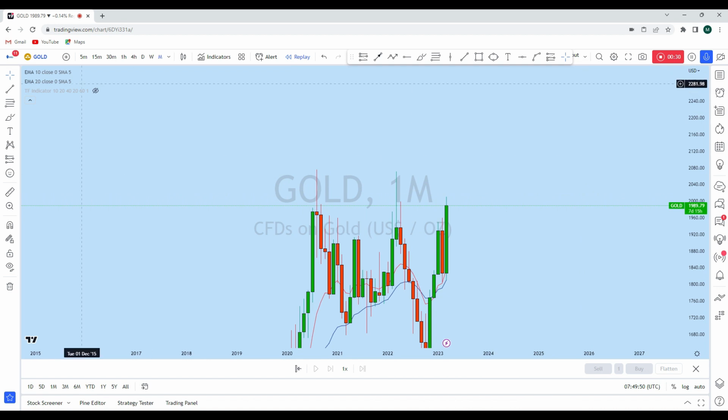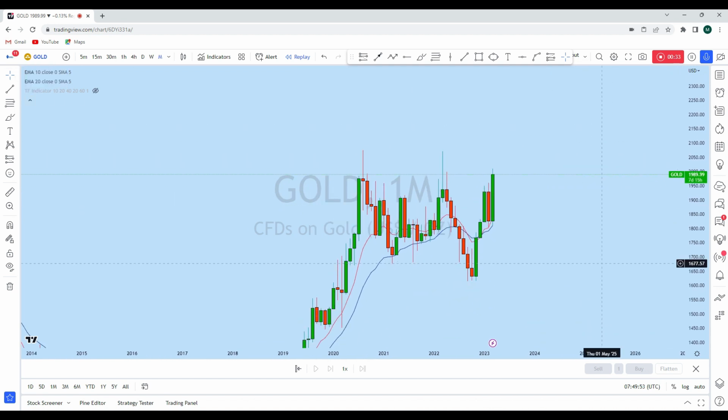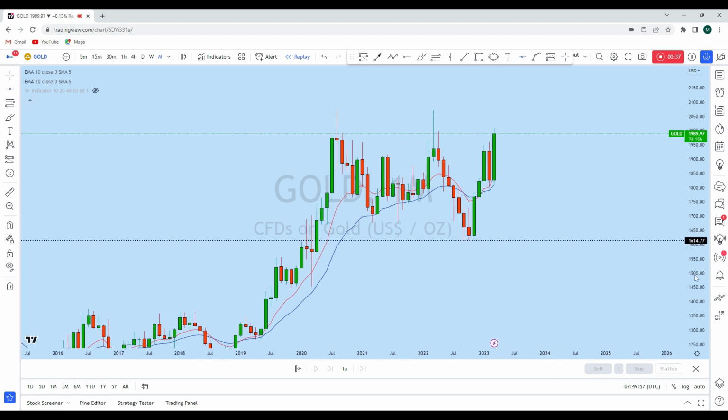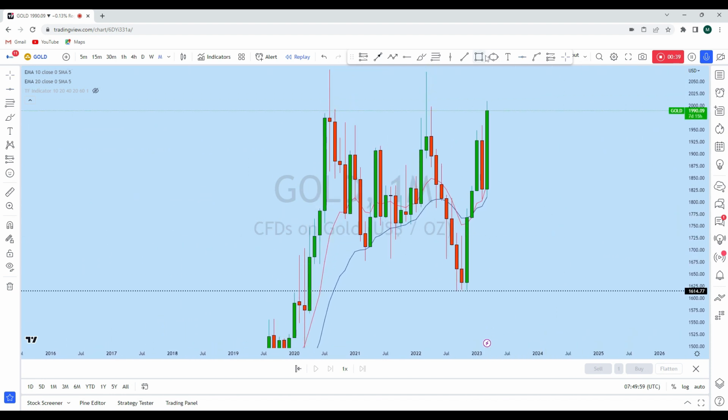Now from the monthly, we can see that gold is strongly bullish. Starting from this monthly level of support, gold has created this big monthly bullish impulse. This is the big impulse followed by this correction.